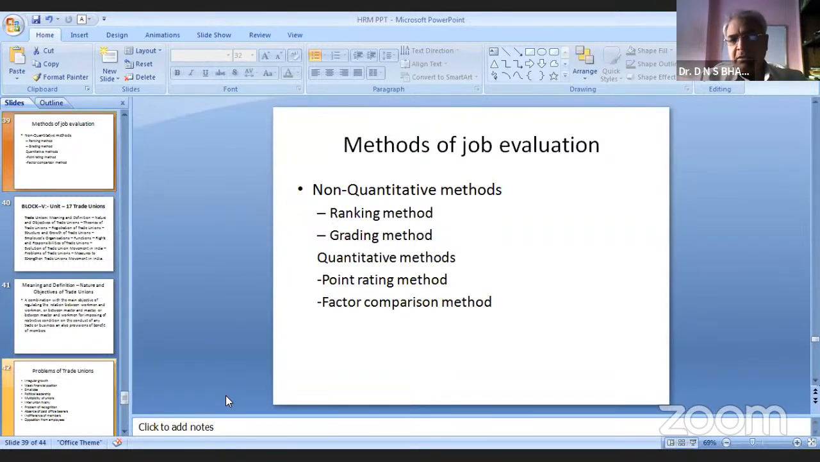Then now we are coming to the most important element, that is methods of job evaluation process. In the case of methods of job evaluation process, there are two basic methods. One is a quantitative and non-quantitative method.